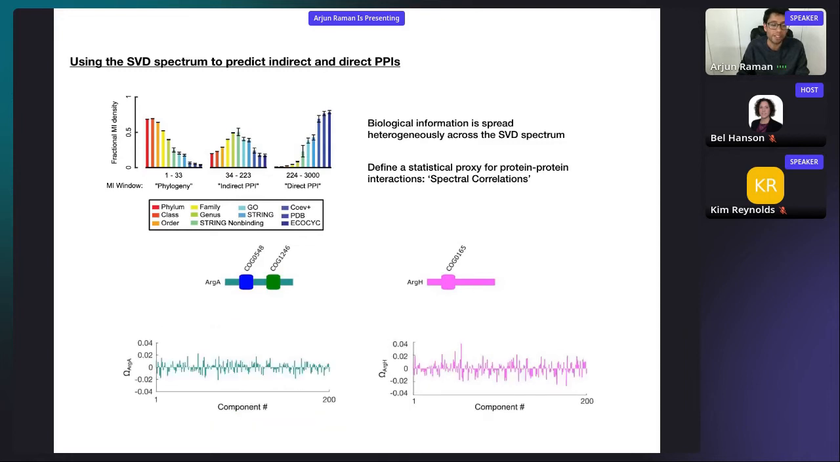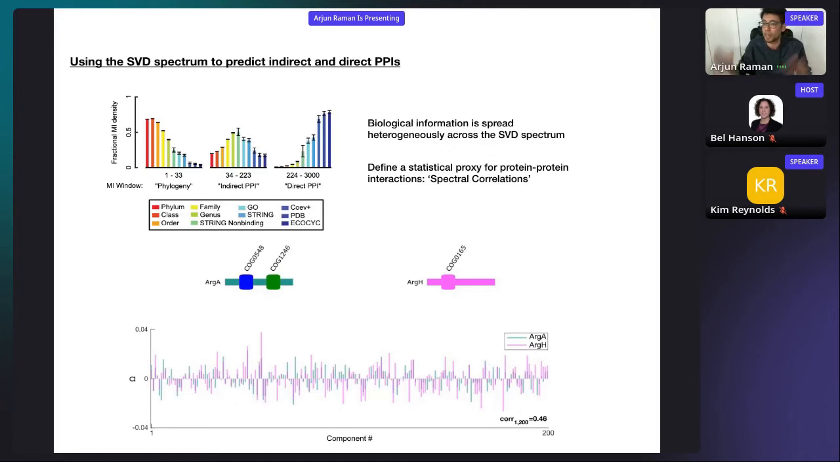What we then did was simply average, if a protein had multiple COGs, the contribution across the components for the set of COGs that were within a protein. And so now we get an approximated protein projection on components 1 to 200. And then to compute the protein-protein spectral correlation between the two, we simply compute the Pearson correlation across this span of SVD components. So for instance, here I'm showing you an overlaid profile of the approximated protein projection for ARG-A and that of ARG-H. If you compute the Pearson correlation coefficient between the two, you see that it's positive, indicating that these two non-randomly statistically interact with each other from component 1 to 200. So that is what we mean by spectral correlations between two proteins.